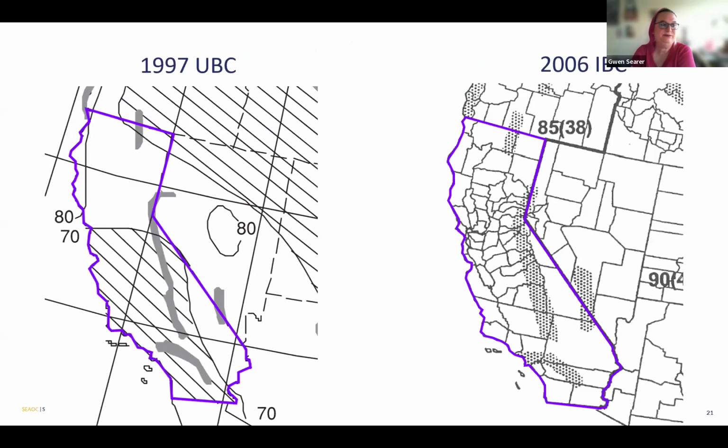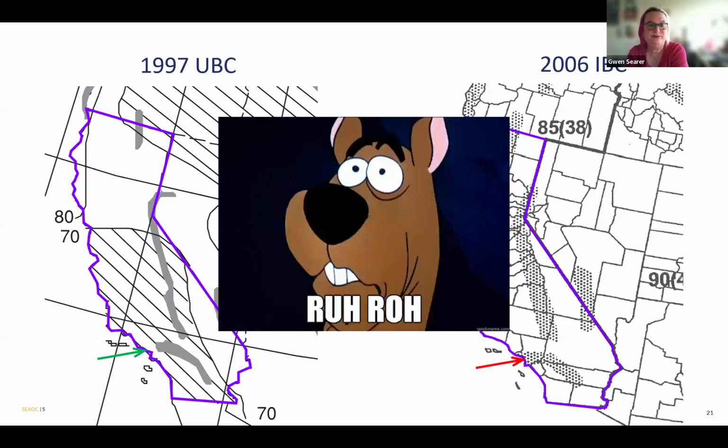In addition, if you look at these two maps, on the left is 97 UBC and on the right is 2006 IBC. You can see the special wind regions, and there's big changes, right? The arrow on the left is showing a very narrow band of special wind region, and the arrow on the right is showing a very wide band of special wind region. And down near LA, that special wind region is now bigger on the right and has moved to the west, which that's where LA is, Los Angeles.